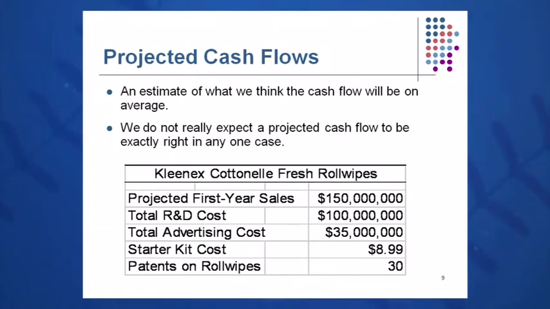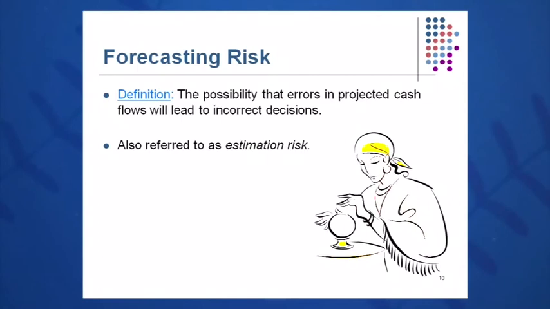If you remember the product I pointed out in an earlier session, Cottonelle Fresh Roll Wipes, the projected first-year sales were $150 million, R&D cost $100 million, advertising cost $35 million, starter kit $8.99, 30 patents on this Cottonelle Fresh Roll Wipe. And it turns out that I think I have one of the few copies of that product in captivity. They just never sold. It was thought that wet toilet paper would be a booming market, and it just never happened. So there is a possibility that errors in our projections can lead to incorrect decisions, and it really happened in spades with this Cottonelle Fresh Roll Wipe.